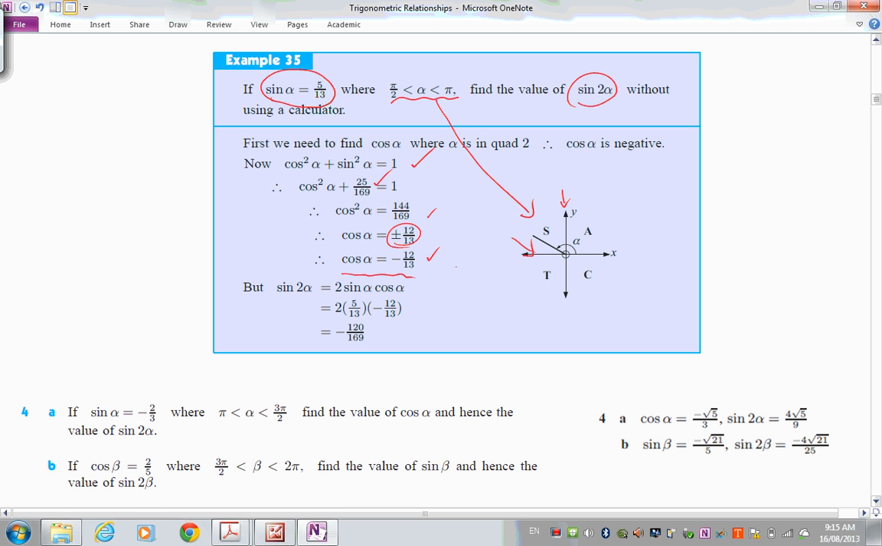So there's a lot of funny business going on here. You've just got to check cosine is negative in that quadrant because it's the x value there, and so we have to choose from here the negative value. And then we can put it in the formula, sine 2 alpha is 2 sine alpha cos alpha, and have an answer. Do you want to have a go?